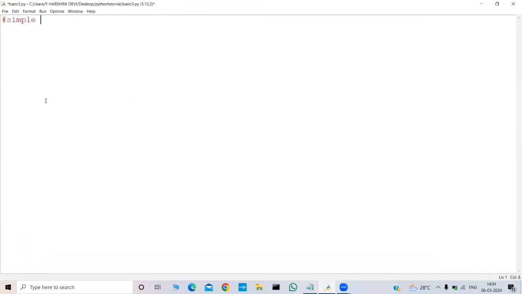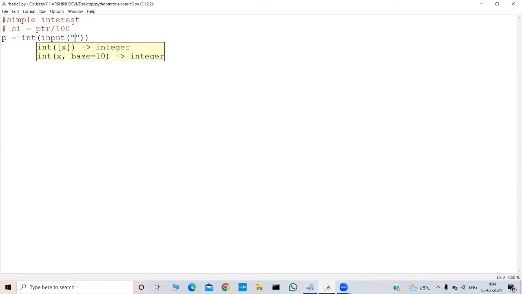So, simple interest, right? What we were taught in school: SI equals P*T*R by 100, where P is the principal, T is the time, and R is the rate. We need three inputs: first principal, second time, and then rate. Let's take P equal to int of input of "enter the principal".